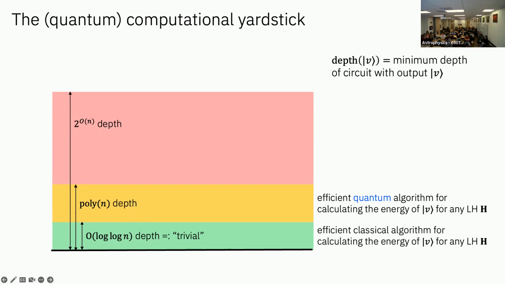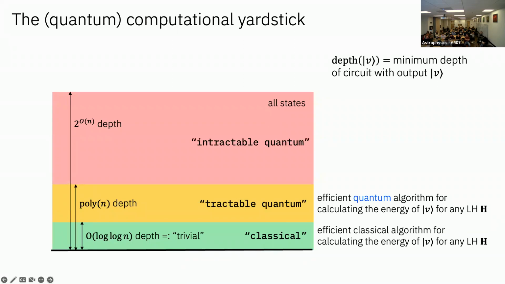Great. And then the third option is, someone tells me the state is past this. You can't generate it with polynomial depth. It sits somewhere here. Mathematically, we know there's a limit to what the depth of a state is, like 2 to the order n. Any quantum state could be generated by a circuit of this depth. But in that case, I'm a little hopeless. So you get 3 regions: a classical, a tractable quantum, and an intractable quantum region for quantum states.